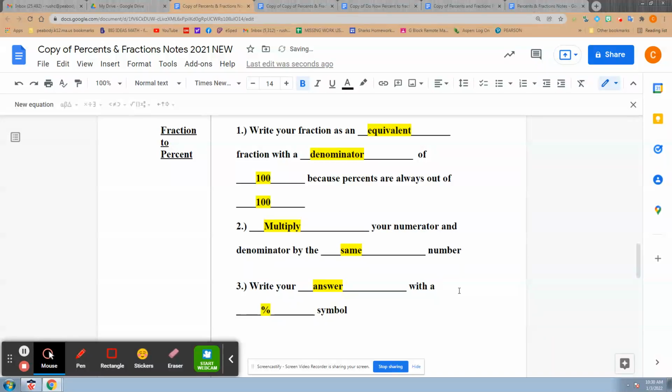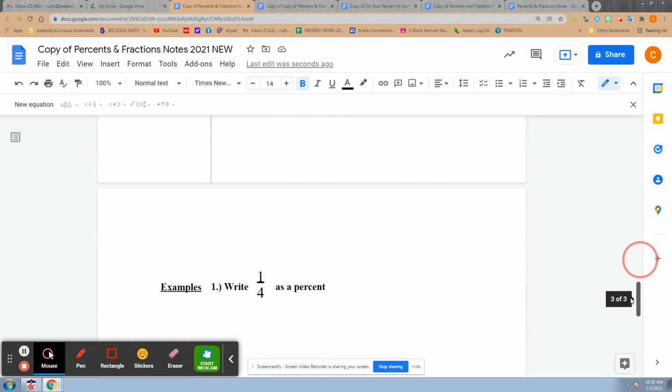All right, so there's the steps. We write our fraction as an equivalent fraction with a denominator of 100. To get our numerator, we have to figure out what we're going to multiply by, and you're going to multiply by the same number on top and bottom, and then write your answer with a percent symbol. Okay, let's do a couple examples and we'll be all done.